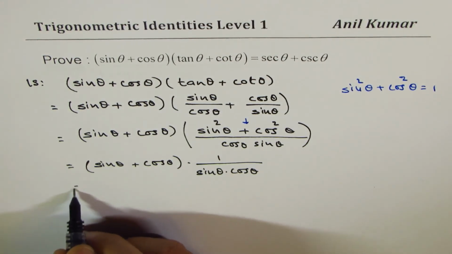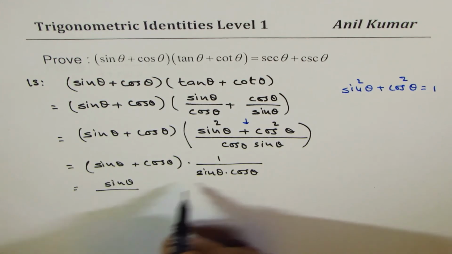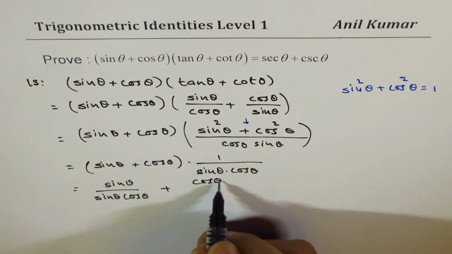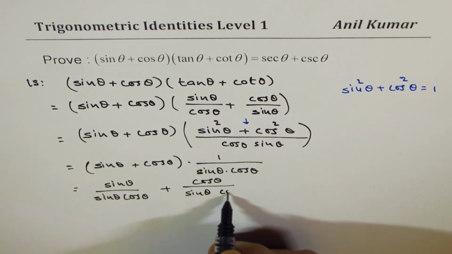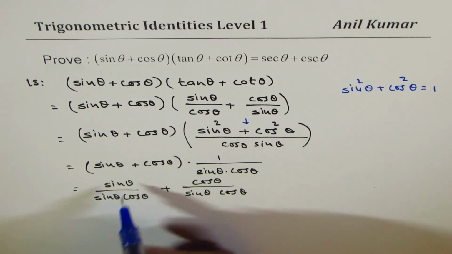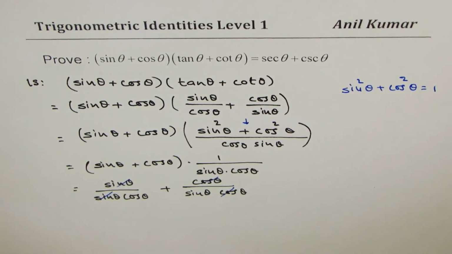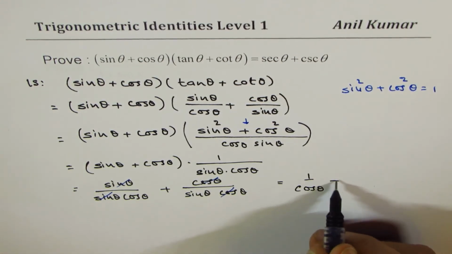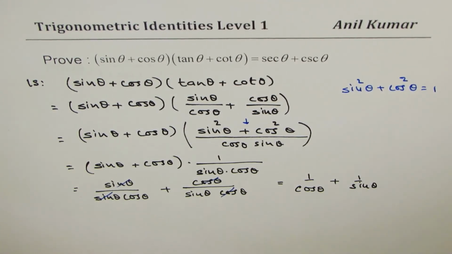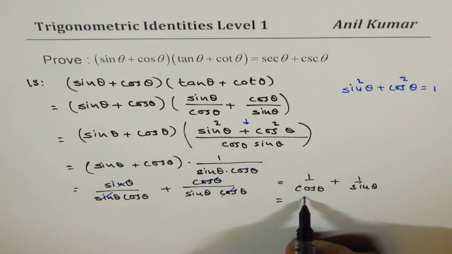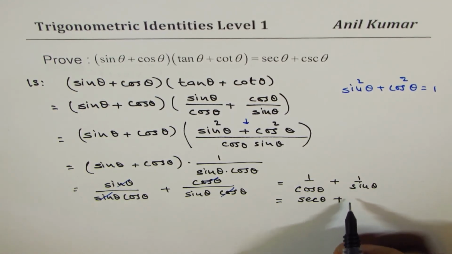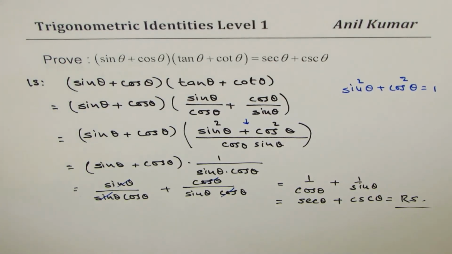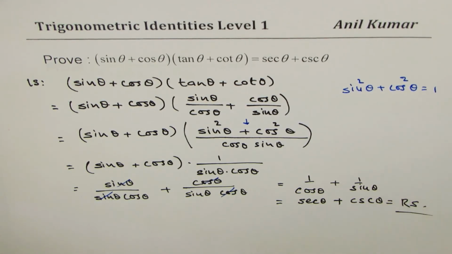Now we can open the bracket. So we get sine theta divided by sine theta cosine theta plus cos theta divided by sine theta cosine theta, correct? So we can simplify by cancelling the common terms in numerator and denominator, getting the result 1 over cos theta plus 1 over sine theta. And what is that equal to? 1 over cos theta is secant theta and 1 over sine theta is cosecant theta. This is what we wanted. That is the right side, correct? So that is how you could prove this particular identity also.